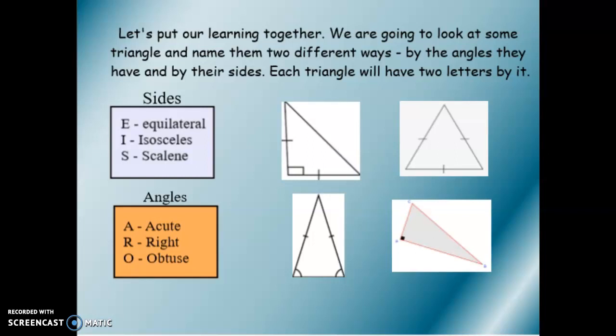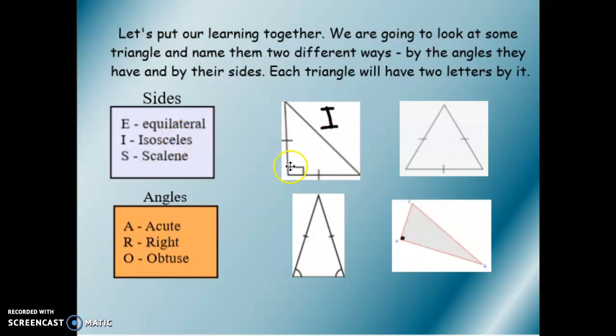So let's look at the very first triangle right here. A couple of clues. Look, two tick marks. So these two lengths are the same. The length of the side is the same, so that is an isosceles triangle. So I would put an I there. That's an isosceles triangle.